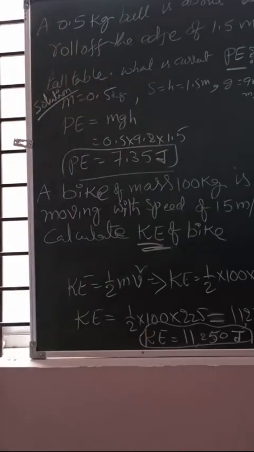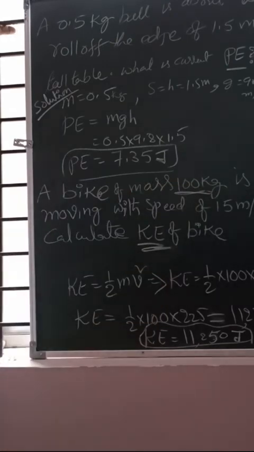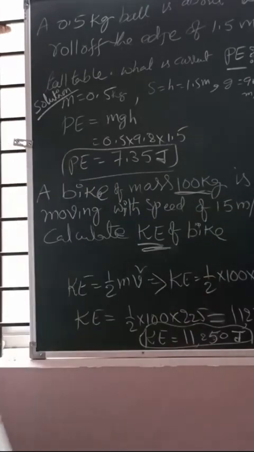This is the potential energy formula. Next one is about kinetic energy. One more numerical we will discuss. Suppose a bike of mass 100 kg is moving with a speed of 15 meter per second. Calculate the kinetic energy. Mass is given, velocity is given.